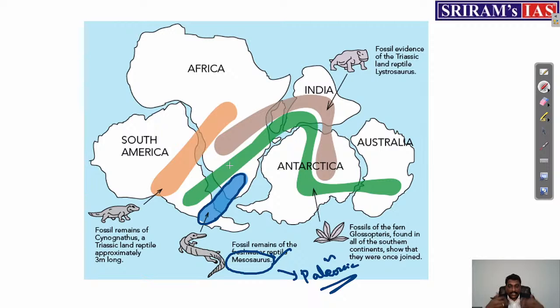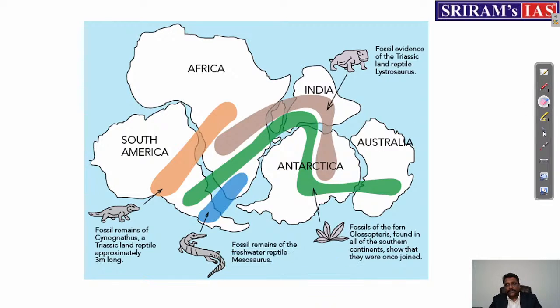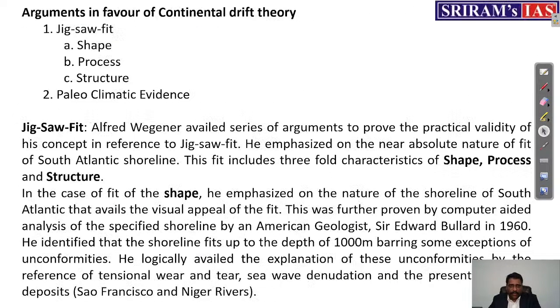What exactly do they suggest, if you ask me? Simply, it means they would have been confined to a combined landmass. After becoming fossils, the landmass got divided, and right now they are located in two different continents. Fossil similarity plays a very important role. Okay, so what is this jigsaw fit of shape, process, structure? That also we have taken.